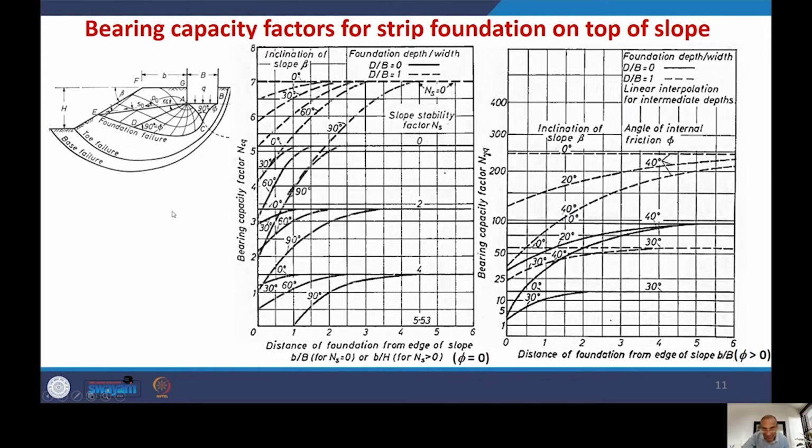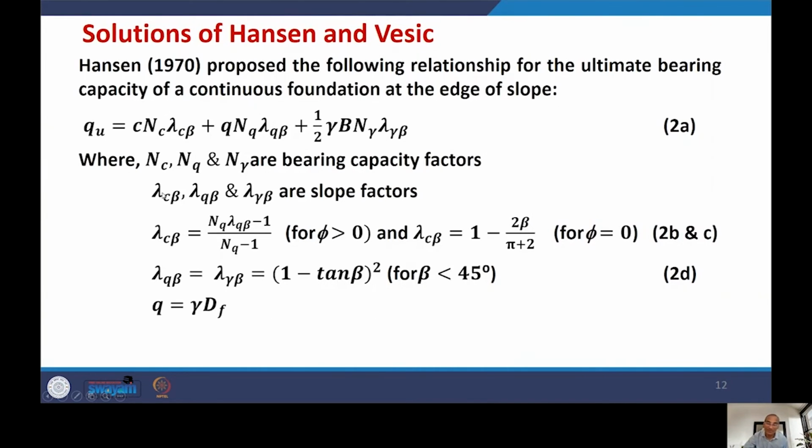So this way we can determine the value of the bearing capacity factors using these charts, and we will discuss one numerical example on this. Now coming to the second theory, that is proposed by Hansen and Lessig. Hansen worked on this in 1970, and proposed the following relationship for the ultimate bearing capacity of a continuous foundation at the edge of the slope.